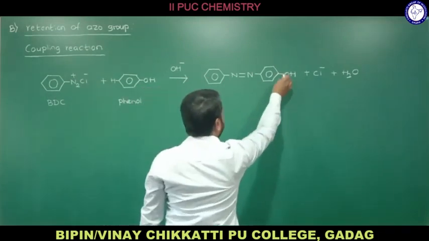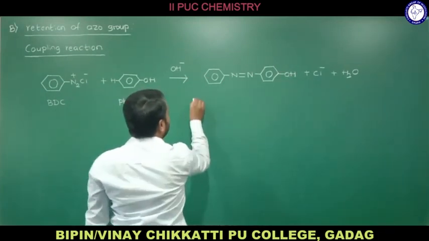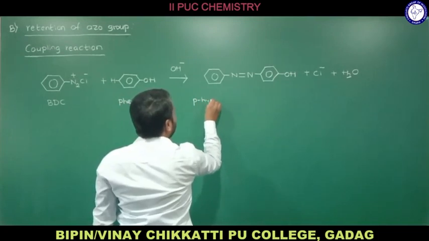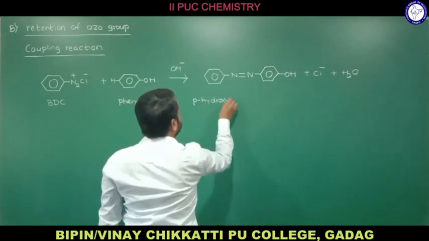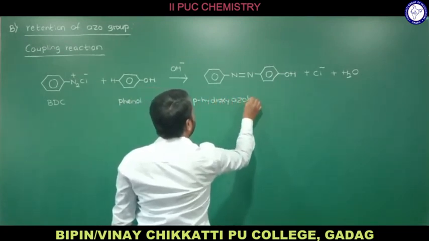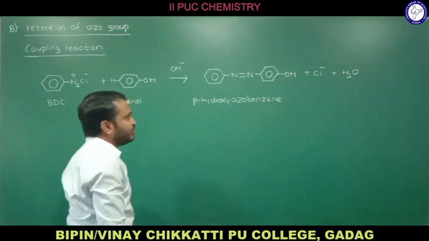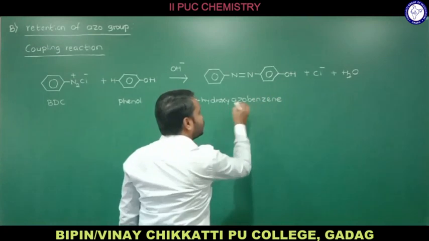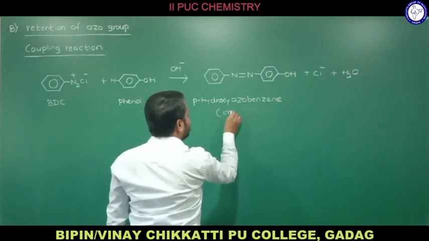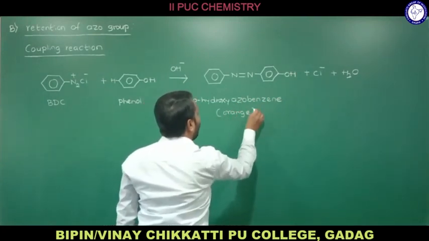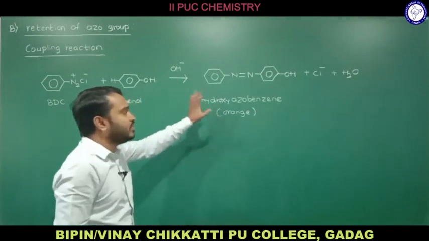And the OH group we have is at the para position, therefore the name would be para hydroxy azobenzene, para hydroxy azobenzene. And I told you that it is one azo dye, and the characteristic color is orange. So it is an orange dye, this compound is orange in color.